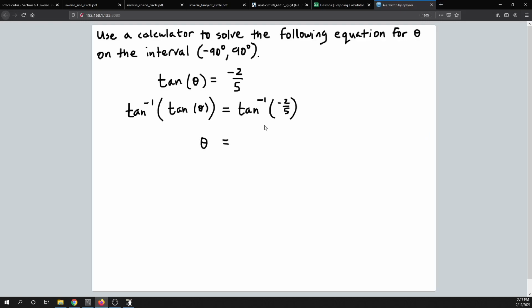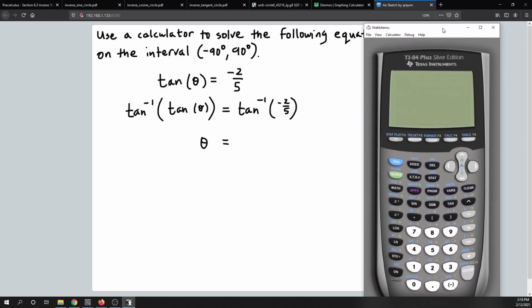And then to evaluate this right-hand side, we are going to use a calculator. All right, and so notice how they say they want the answer between negative 90 degrees and 90 degrees. That's their way of telling you that they want the answer in degrees, not radians. So what we will do is pull up our calculator and then take the tan inverse of negative 2/5, making sure that we are in degree mode.